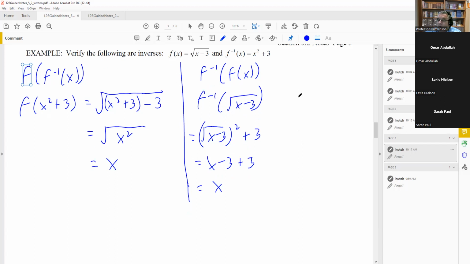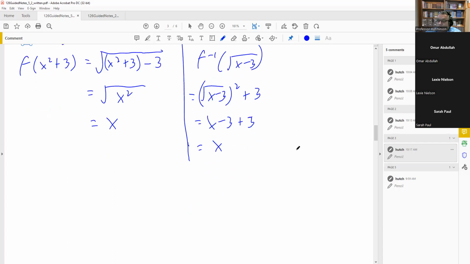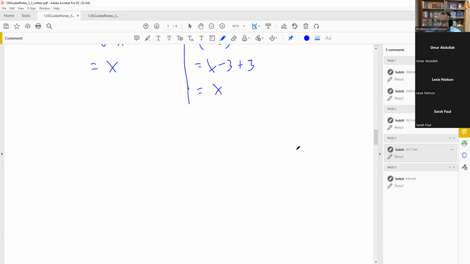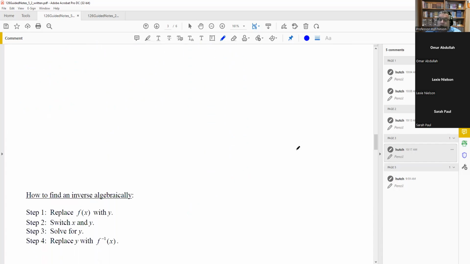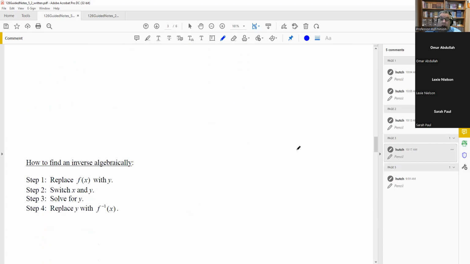Okay, so then nothing else we have to do on that one. Now, next thing that we're going to transition into is, okay, they give us the original one and they give us an inverse. So how do we find that on our own? How can we algebraically find the inverse? That's what we're going to take a look at here next.